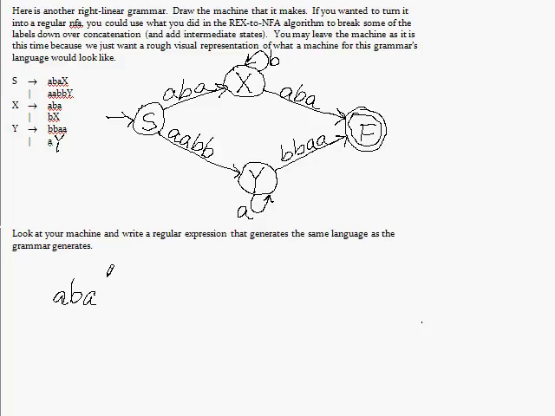Then you can have 0 or more B's, so that's a B star. Then you can have ABA. Then you need an OR, and then you would do this bottom part and put it right there.